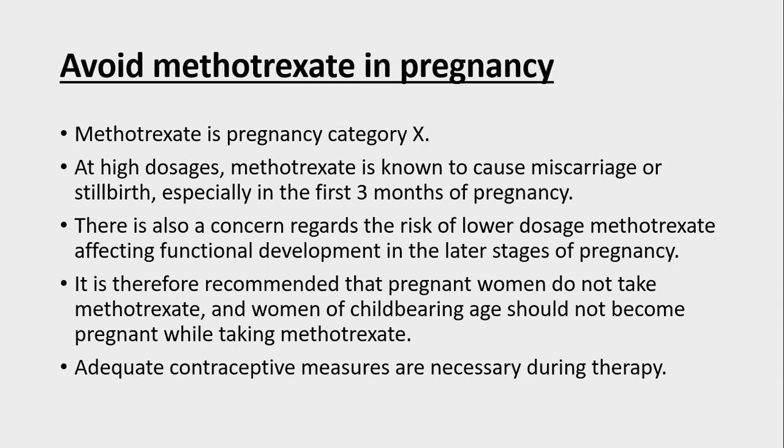There is also a concern regarding the risk of low dose methotrexate affecting the functional development at later stages of pregnancy. It is therefore recommended that pregnant women should not take methotrexate, and women of childbearing age should not become pregnant while on methotrexate and should stop the drug at least 3 months before trying to become pregnant. Adequate contraceptive measures are necessary during methotrexate therapy.